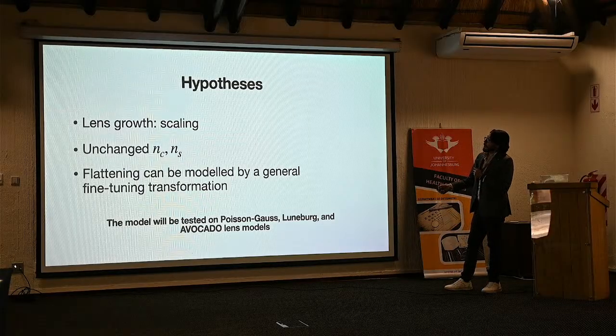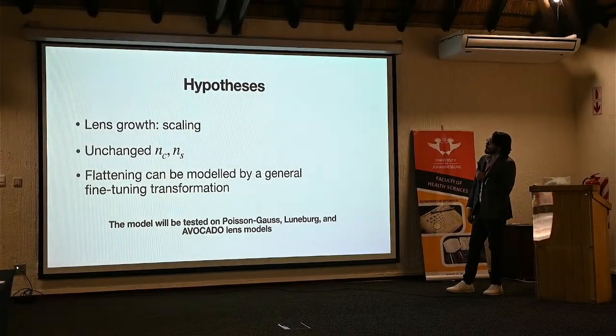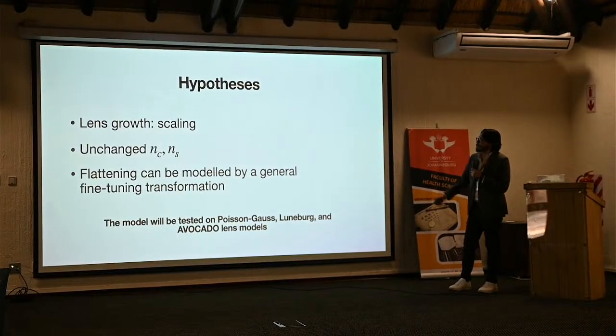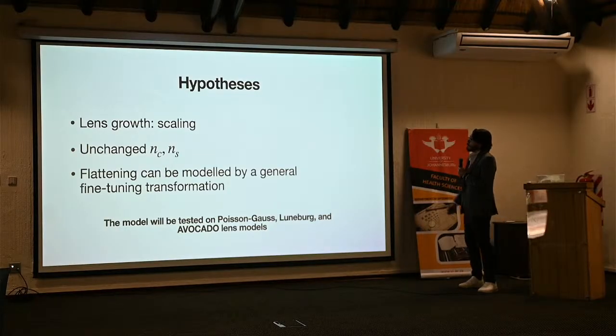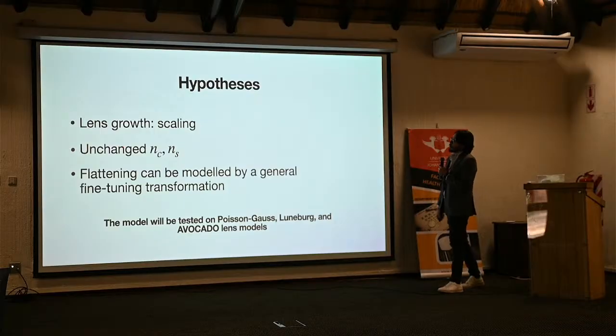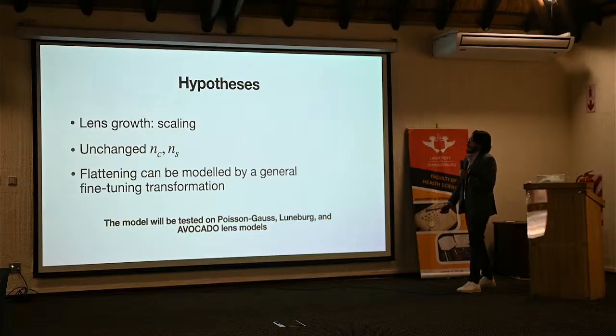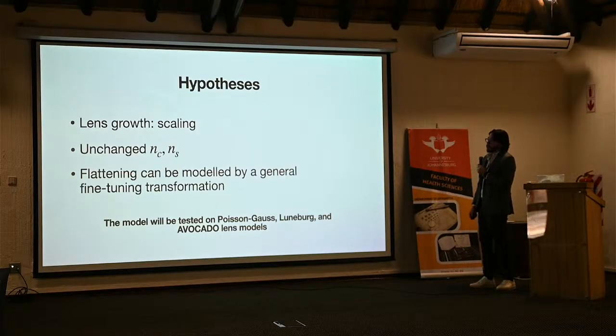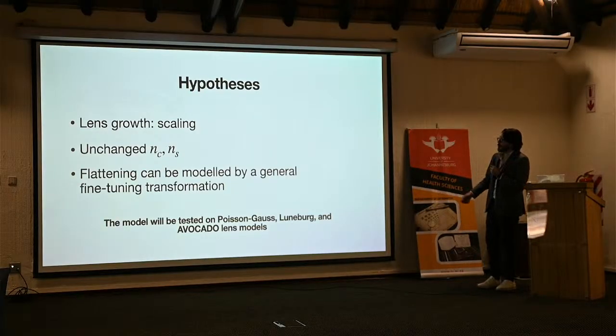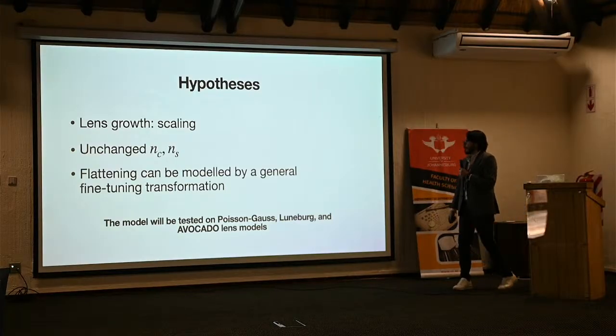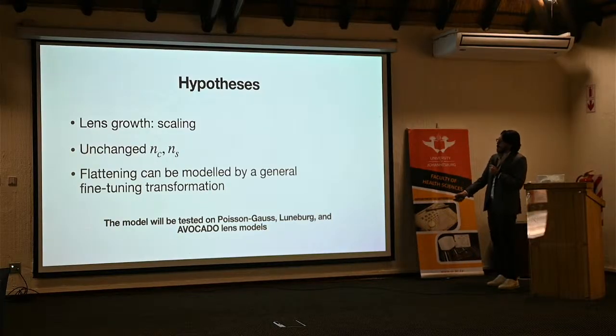First, let me take the growing of the lens as being differentiated scaling in the sagittal direction and the axial direction. We're going to keep the central and surface refractive indices fixed. And the flattening will be induced or modeled by a general fine-tuning transformation that we have developed. And this model will be tested on 3 different lens models: Poisson-Gauss, Lüneburg, and avocado lens model.